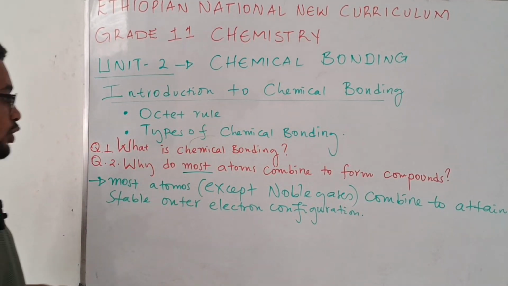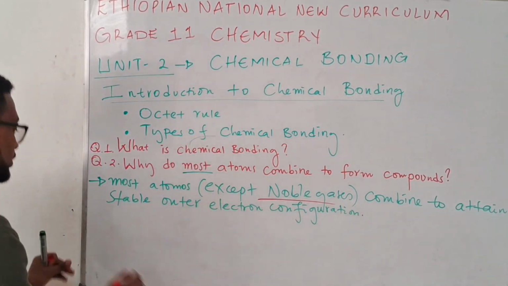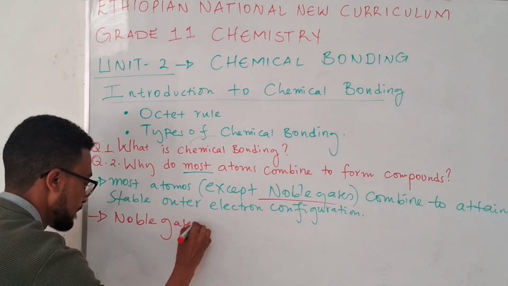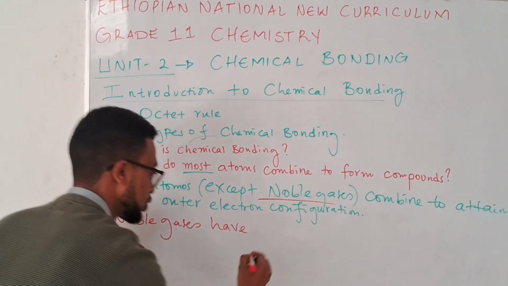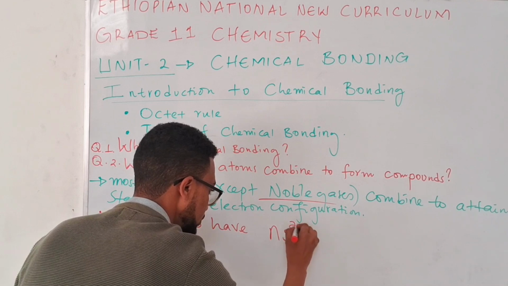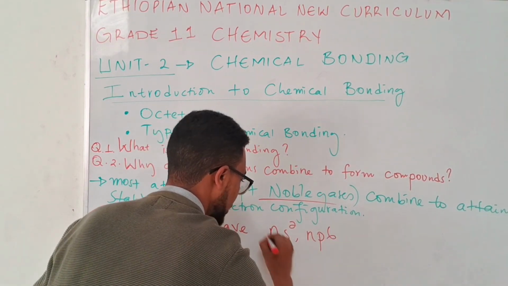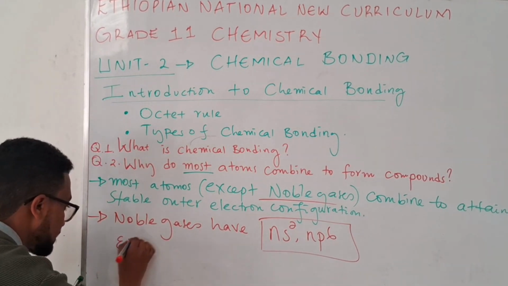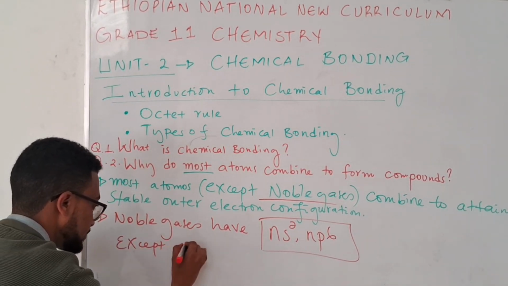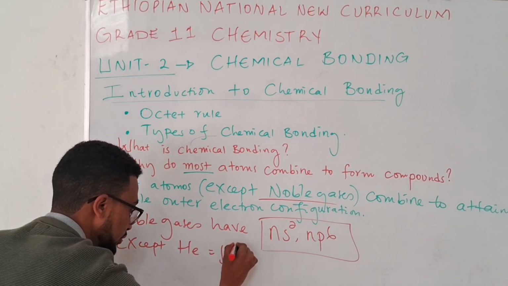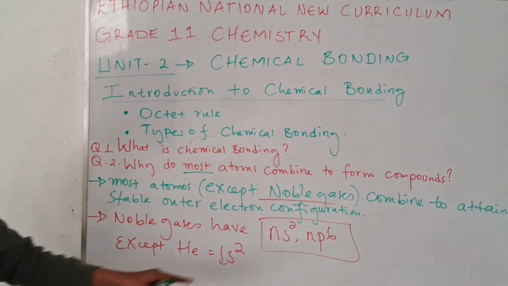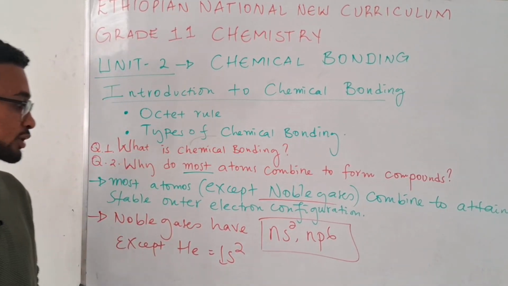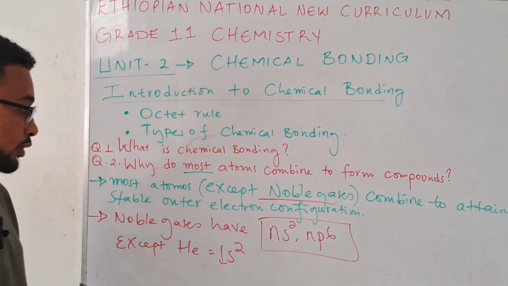What does that mean? Noble gases are an exception because noble gases have outer electron configuration of ns2 np6, okay? Noble gases, of course, except helium, which has electron configuration of 1s2. All noble gases have outer electron configuration of ns2 np6. This is the reason for their stability or unreactivity, okay?